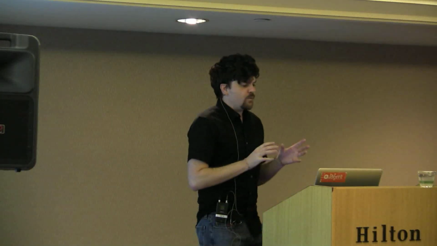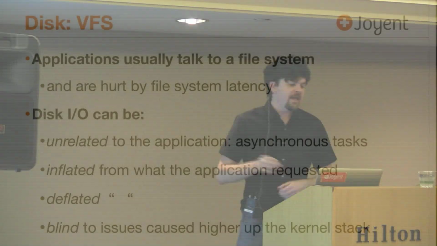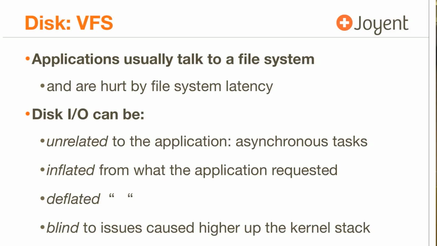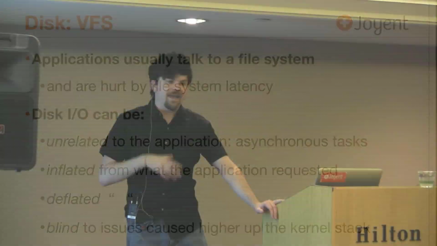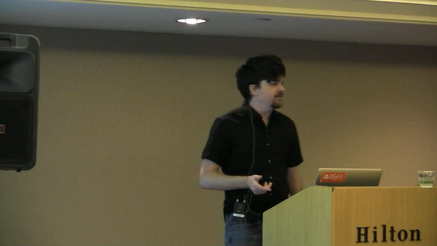In reality, applications don't talk to disks directly usually, unless you're doing some sort of direct I/O. Applications talk to file systems, and they're hurt by file system latency, not disk latency. Disk I/O as a metric can be unrelated to the application. It can be asynchronous tasks, inflated from what the application has requested. The application requests one thing, the disk does a lot more. It can be deflated, and also blind to issues caused higher up the stack that are affecting applications.